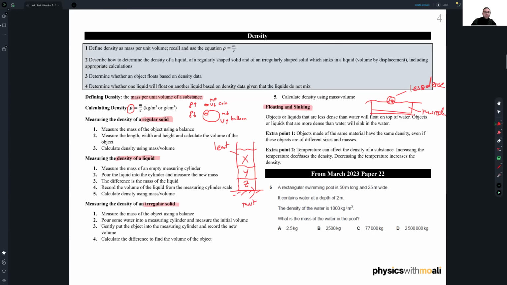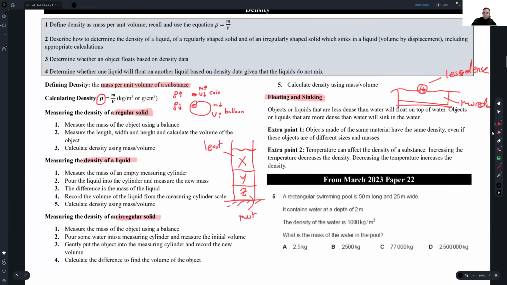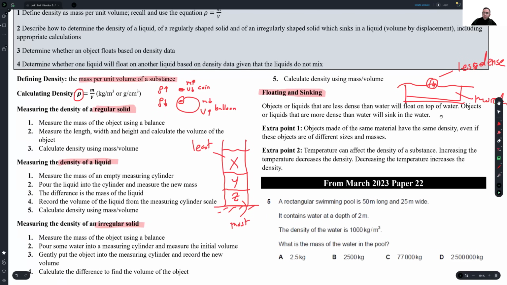Now, a couple of very important points to keep in mind when you're solving anything regarding density. If I ever say the term objects are made of the same material, keep that in mind. This means the objects have the same density. I don't care about anything else. If I say they are made of the same material, they have the same density.